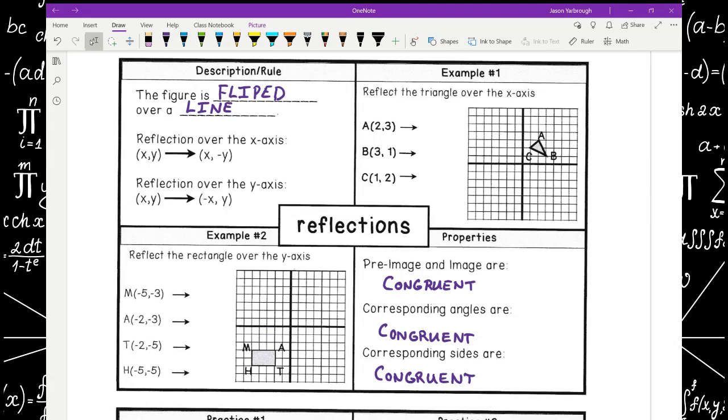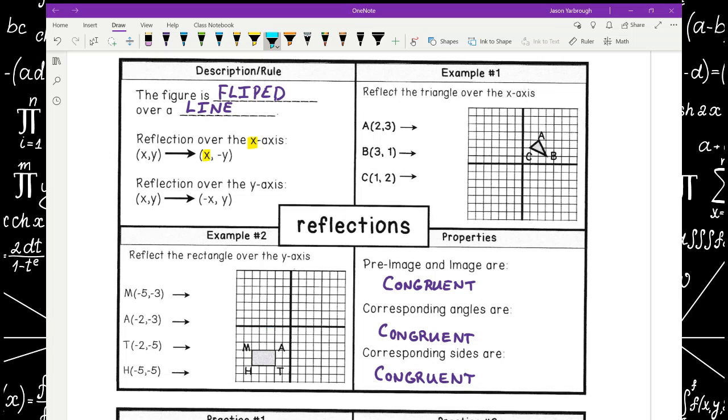This lesson's on reflections. A reflection is when a figure is flipped over a line. The most common reflections are ones over axes. So if you reflect over an x-axis, the rule is the original point (x, y) becomes (x, negative y). So notice the axis that I'm flipping over, that value stays the same and the other one becomes the opposite.